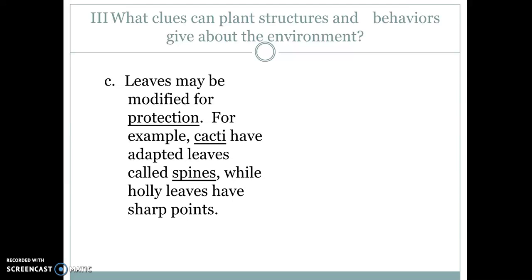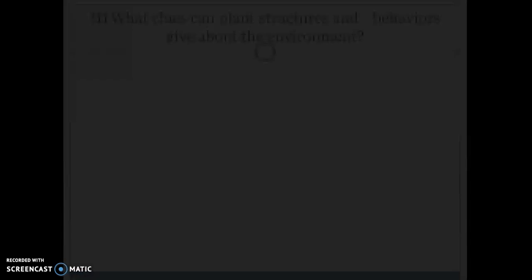Leaves can also be modified for protection. Think of cactus, which have very sharp spines, while holly leaves have very sharp points on them. All of these keep predators from eating the plant, because no one wants to get stuck in the mouth while they're trying to enjoy a nice little dinner.